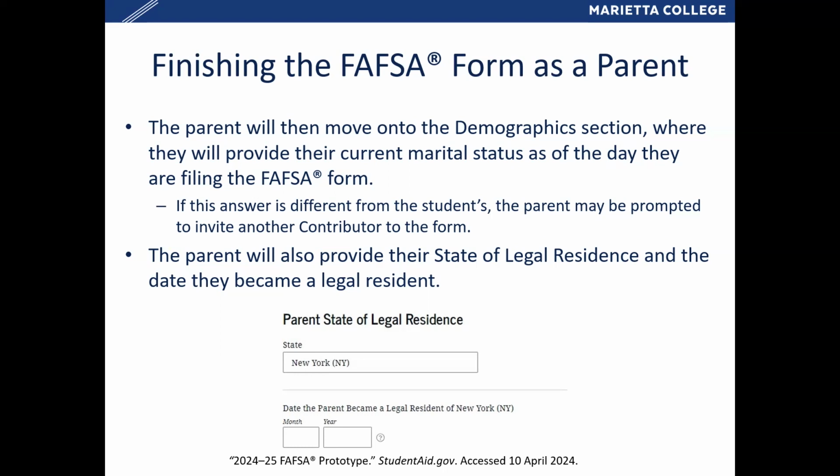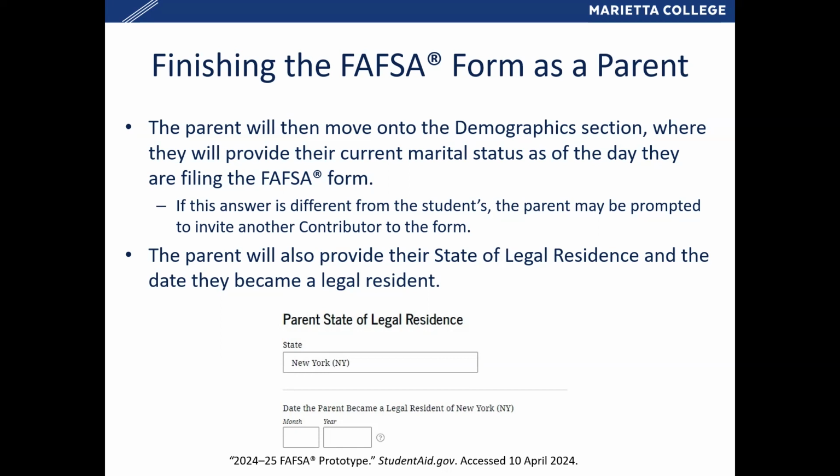Then we are moving on to the parent filling out their own demographic section of the form, where they will provide their current marital status as of the day they're filing the FAFSA form. Something to note, if the answer they provide to the current marital status question is different than what the student put down for the parent, they may be prompted to invite another contributor to the form. This is in the instance that the student put that their parent was divorced when the parent was recently remarried. The parent would have to put that they were remarried and then invite their current spouse.